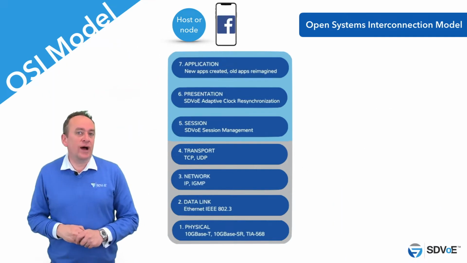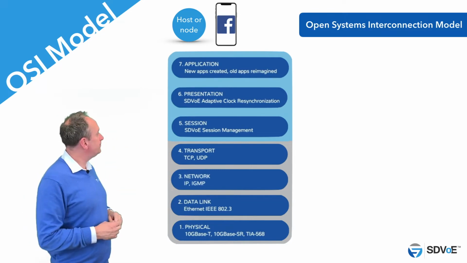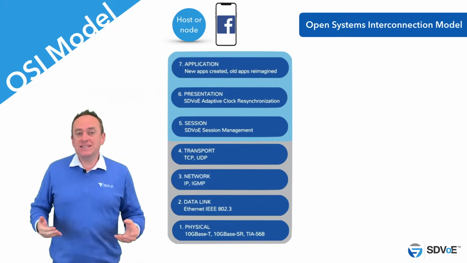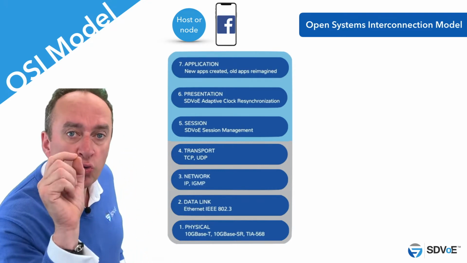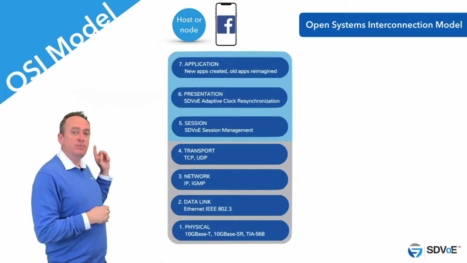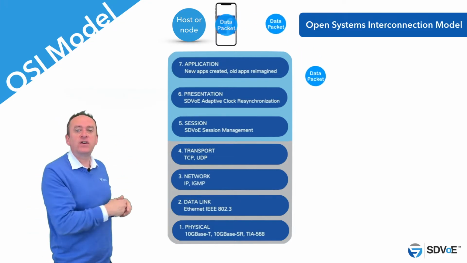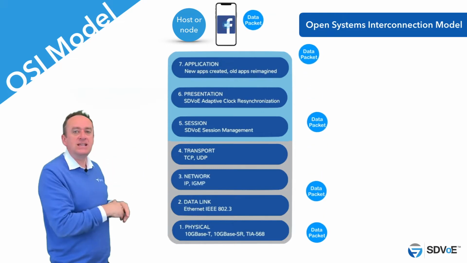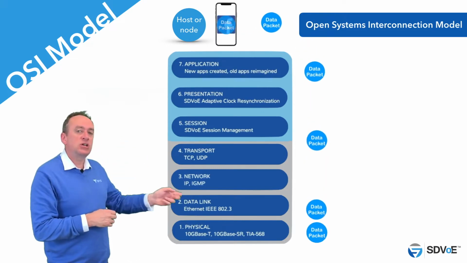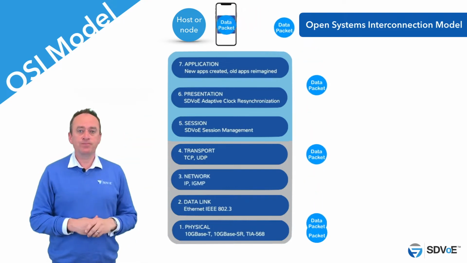Now let's take a look at what happens when you want to get the Facebook homepage on your phone. We open up the Facebook app, we go to the homepage. Easy, right? Wrong. Because without the OSI model, this process would be pretty much impossible. That's because the application, in this case Facebook, creates packets of data to send to the other side of the world, so that the Facebook servers can respond by sending your homepage back to you.